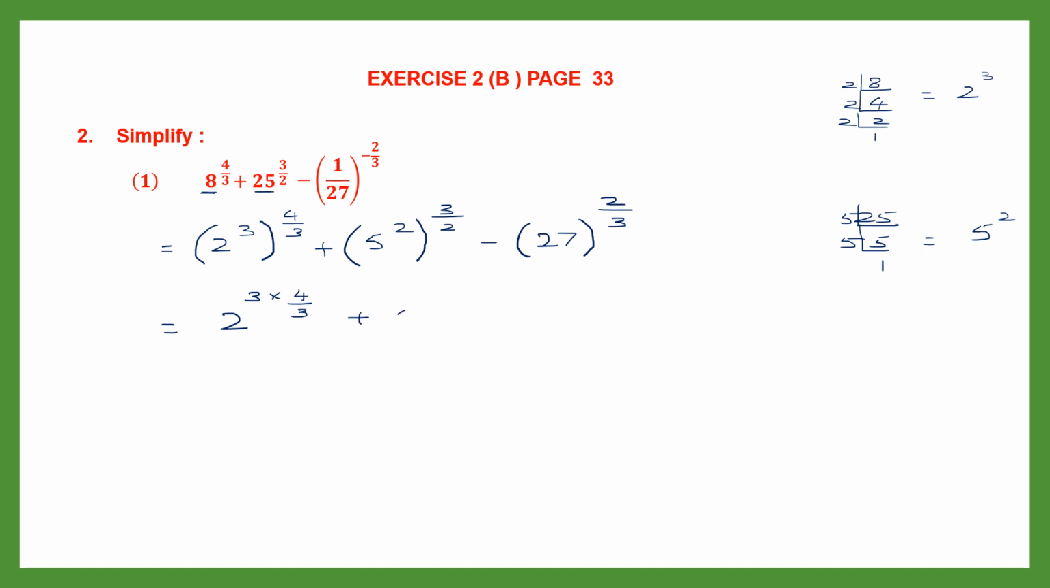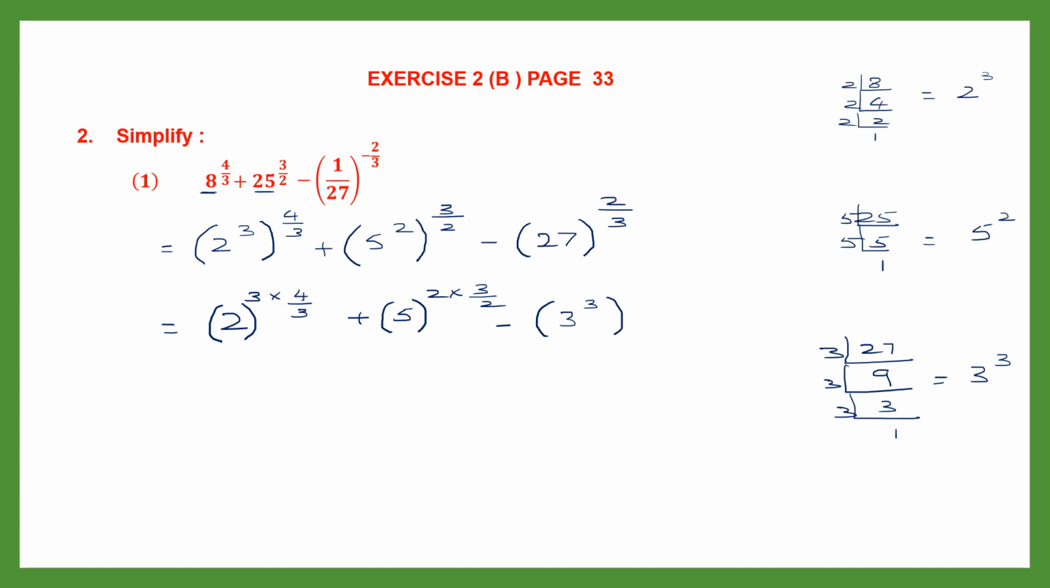Now here we will have 5 raised to the power of 2 into 3 by 2. And then here we have 27, isn't it? Now let's find the prime factors of 27 just like this. 27 divided by 3. 3 9s are 27. Then we have 3 3s are 9. Then 3 1s are 3. So 27 is 3 raised to the power of 3. So here instead of 27 we can say 3 raised to the power of 3 and the whole thing is now raised to the power of 2 by 3.